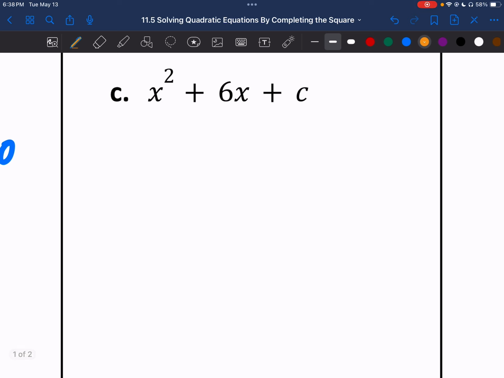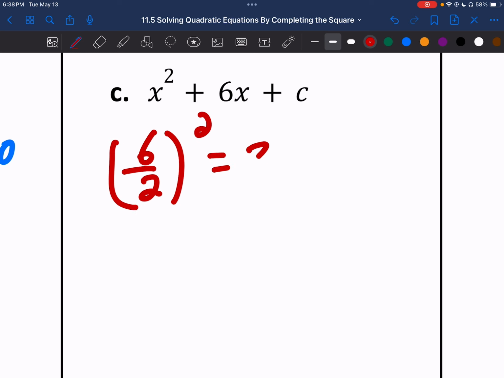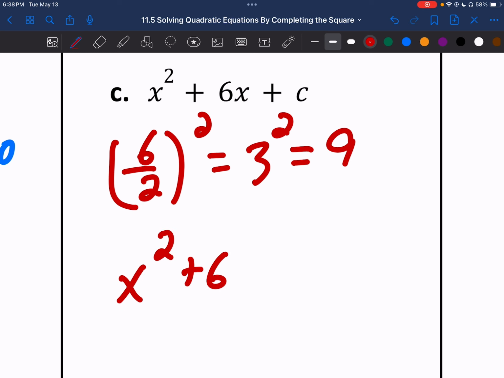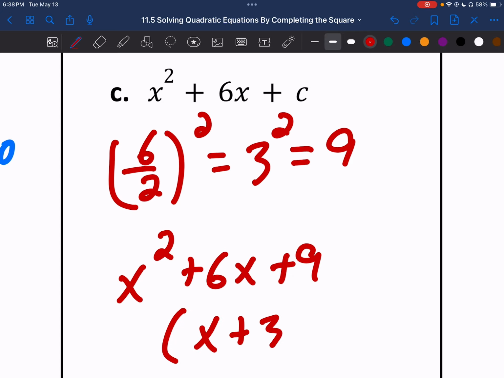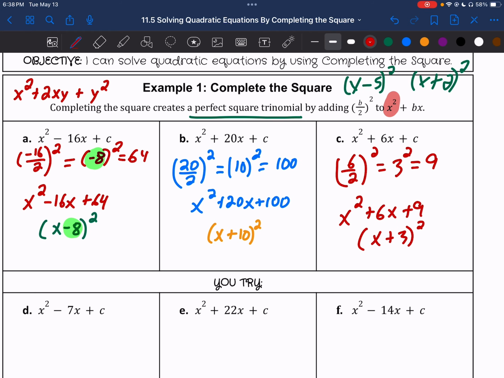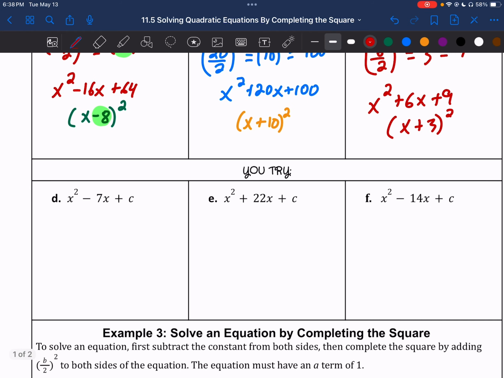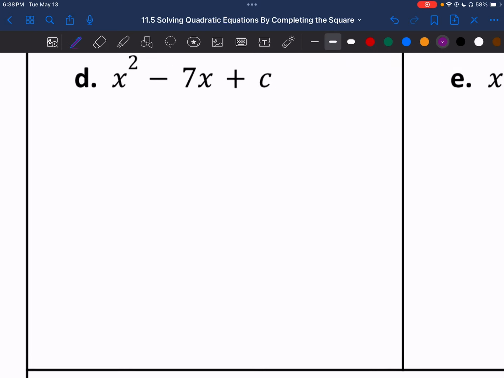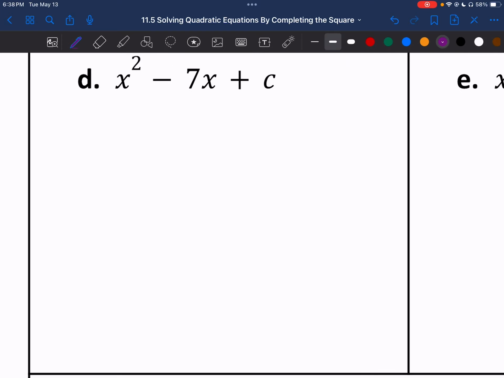Letter C, we have x squared plus 6x plus c. So we take 6, divide it by 2, and square it, which is 3 squared, which is 9. So we've got x squared plus 6x plus 9, and its factored form is x plus 3, the quantity squared. Now, I would like you to do D, E, and F on your own, and then check your work against mine.